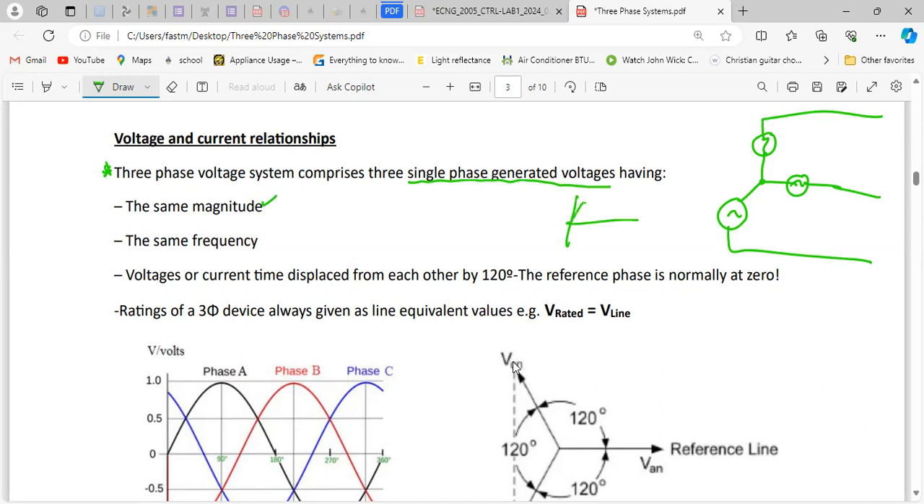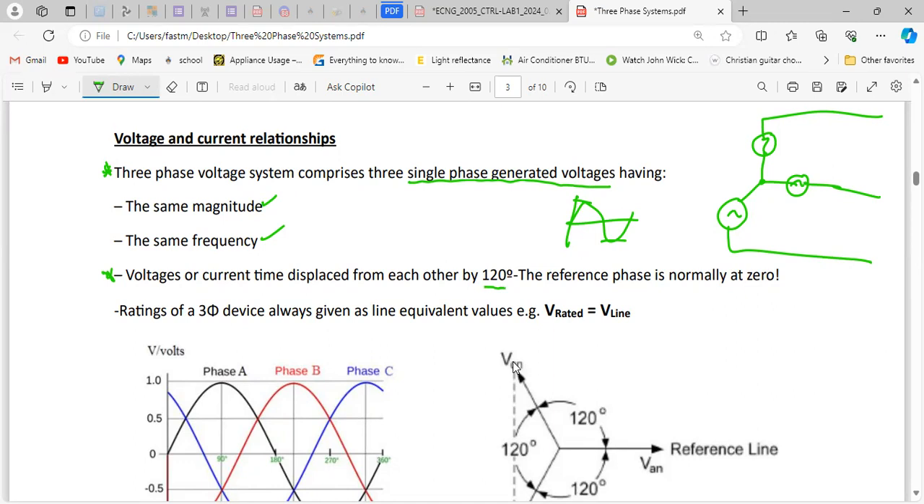Meaning that the peak is the same. They have the same frequency, because they could have different frequencies, right? But the supply that comes into your homes is not a different frequency for each person. It's a flat frequency. Whether you're in South, Chaguanas, Central, it's still 60 hertz. All right, this is what I told you before: the voltages or currents' time displacement from each other is 120 degrees. So I told you all that already.